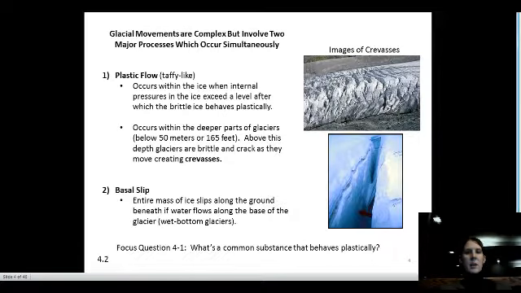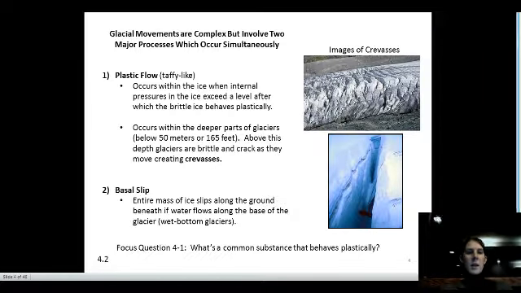Above this depth, glaciers are still very brittle, and they tend to crack as they move, creating the crevasses that you hear about on the news. Those big giant openings within a glacier are the brittle section of a glacier. If you go down deeper below these crevasses, that's where you start to enter the really ductile or plastic movement.